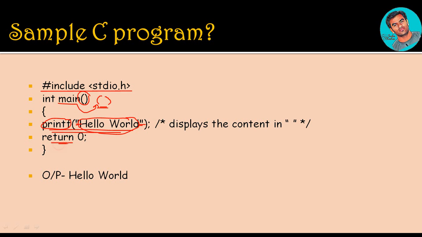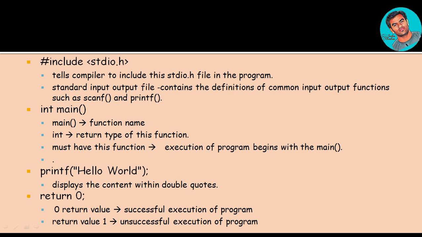Then there is a return 0, which is nothing but returning a value 0 which tells the system that this program execution is successful. Then there is a closing curly bracket. This tells the compiler that there is an end of a program or end of a function, and at last when we execute this program there is an output shown on the screen like hello world. So we are going to learn and understand the meaning of each statement in a separate slide. So let's move to the slide.